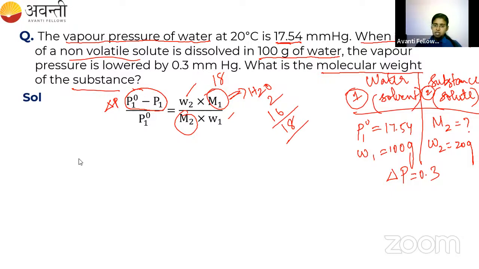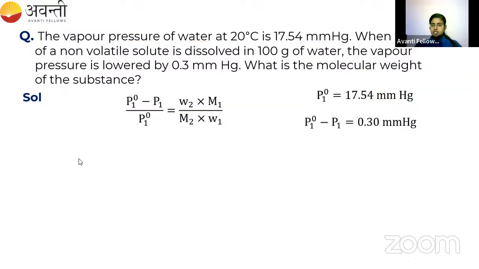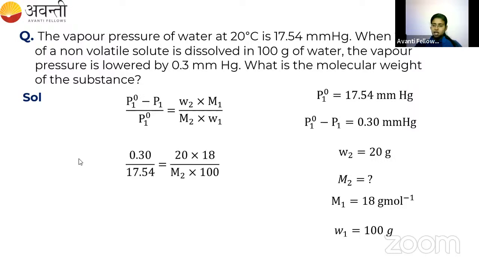So let me substitute. P1 naught is given. The change is also given. The mass of the solute is given. The molar mass of the solvent is 18 gram and the mass of solvent is 100 gram. These are the given values. Just substitute everything and rearrange it. You will get the M2 value as 210.48 gram per mole. Is it clear to all of you?